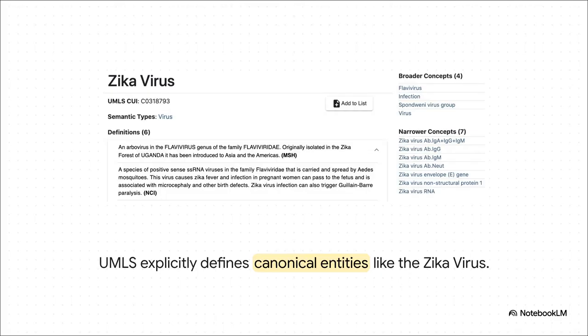To fix this total lack of context, we give the AI a reference point, a knowledge base. Take a look at this. This is an entry from the Unified Medical Language System, or UMLS. It explicitly defines something like the Zika virus, with a unique ID and clear semantic types. A rich domain ontology like this gives the AI an exact, unambiguous definition to work with. It acts as the ultimate source of truth.